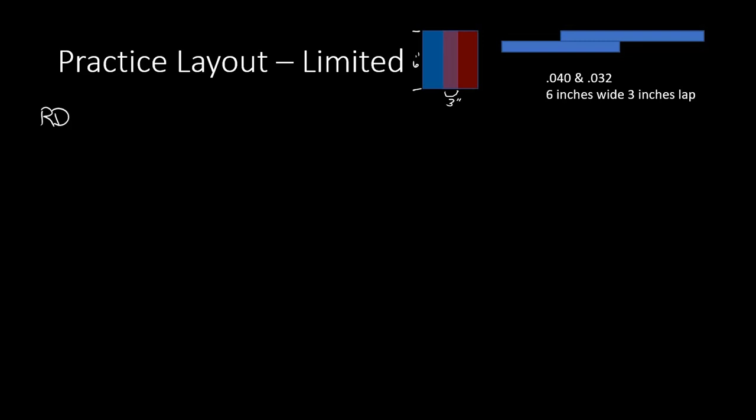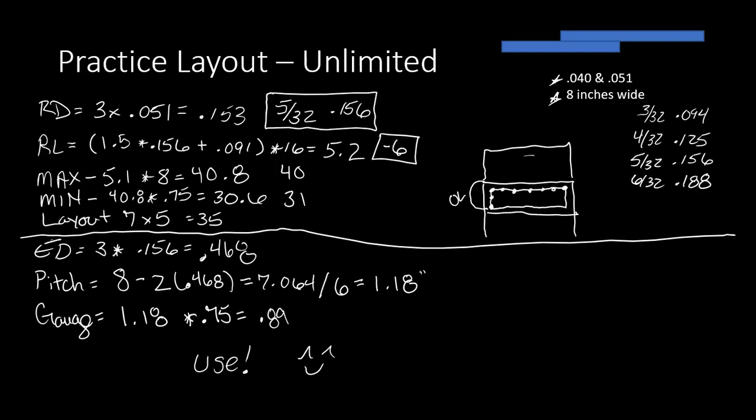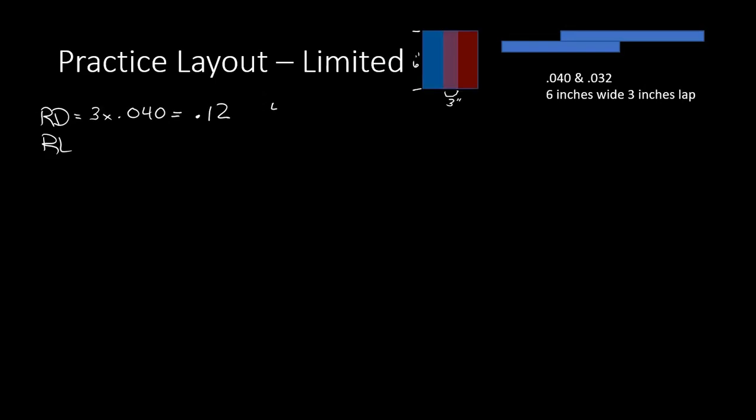Go back to the first things, rivet diameter and rivet length. Rivet diameter is 3 times the thickest again. This time it's 0.040, which gets me 0.12. If you refer back to the rivet sizes, you can see the 4/32 is the closest at 0.125. So 4/32 at 0.125 is the number I'm going to use for the rest of my math.